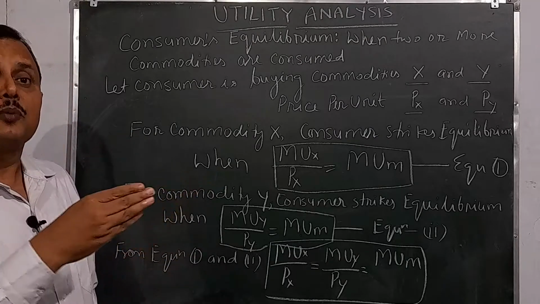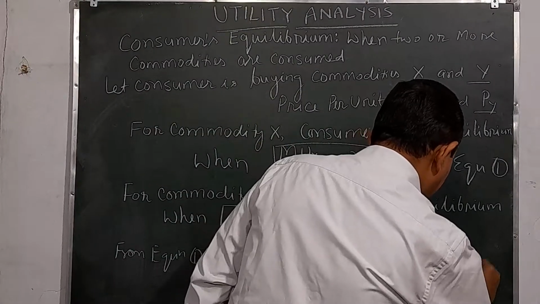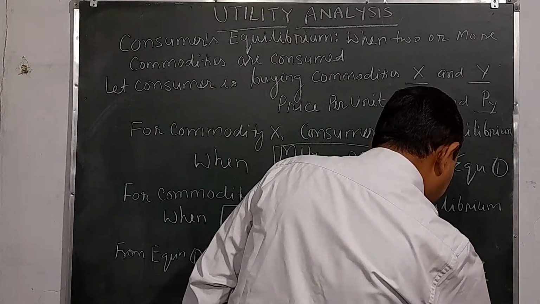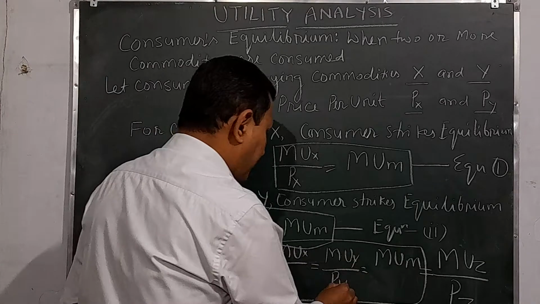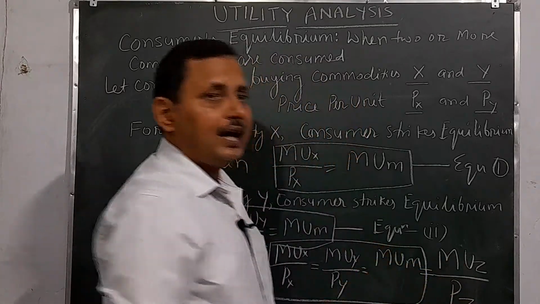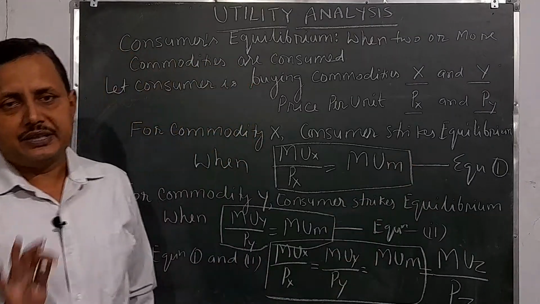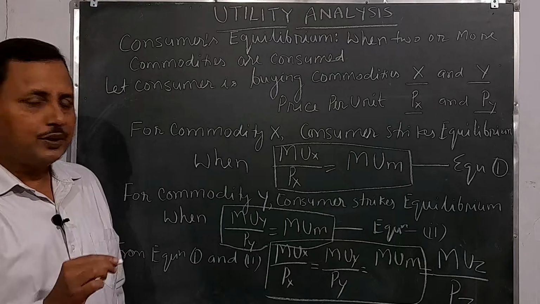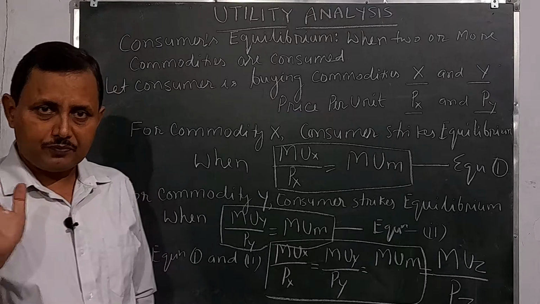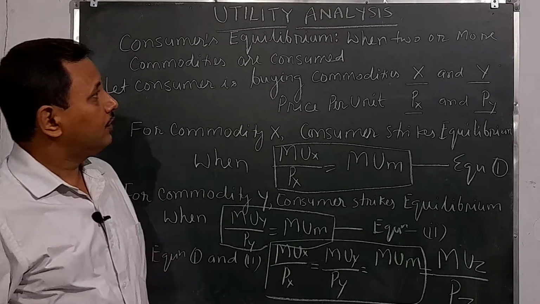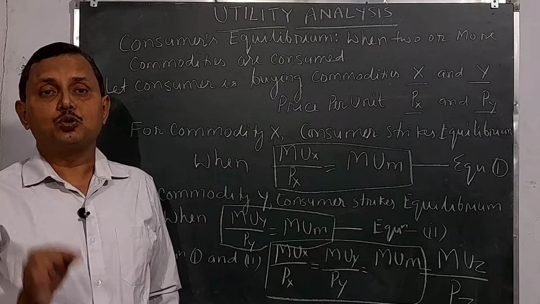Say he is consuming another commodity Z, the marginal utility of commodity Z is MUz and price per unit is Pz. So this condition will be satisfied: MUx by Px equal to MUy by Py equal to MUz by Pz equal to MUm. Similarly, if any other commodity is consumed, the same equation can be generalized. So this is the condition for consumer's equilibrium when the consumer is consuming two or more than two commodities. Okay, so we have seen the condition for consumer's equilibrium for two or more commodities.